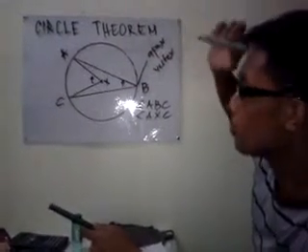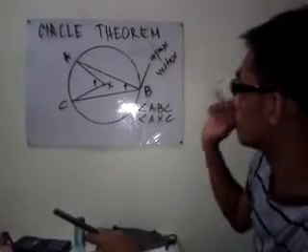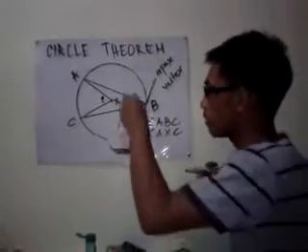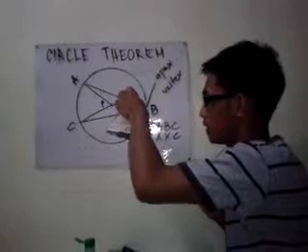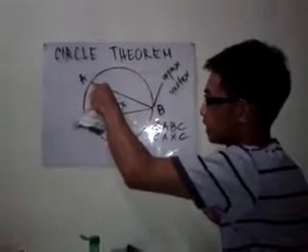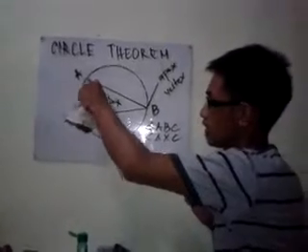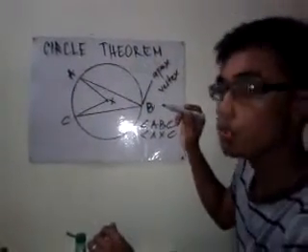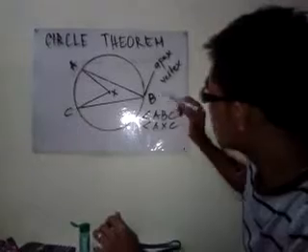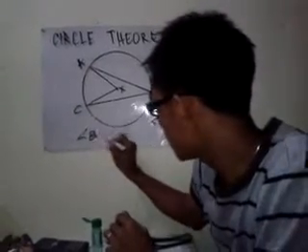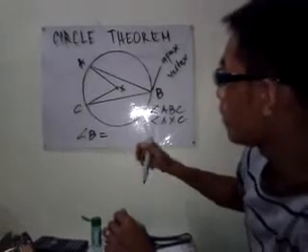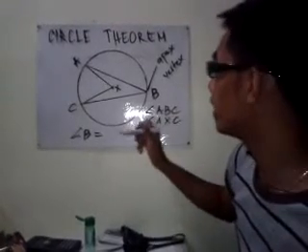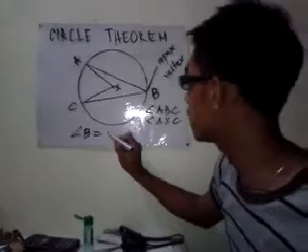And now I'm going to tell you some additional knowledge. I'm going to erase this first so that it will be clear for you guys. Let's assume that angle B is equal to 30, let's say 30.